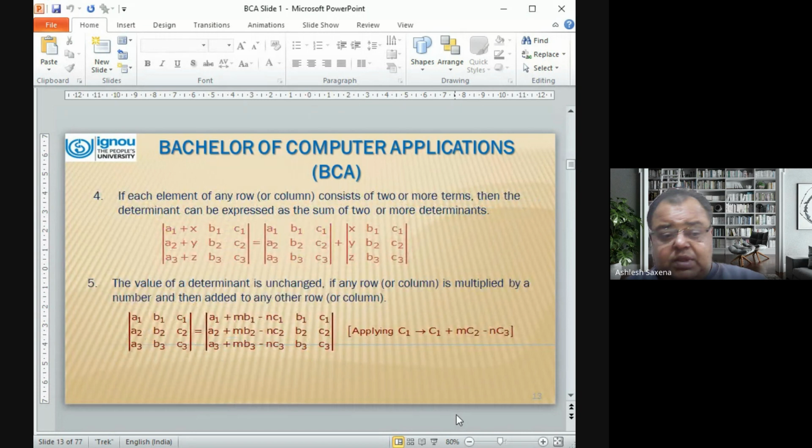Now, if each element of any row or column consists of two or more terms, then the determinant can be expressed as a sum of two or more determinants. What I mean to say, just have a look at the problem. Here you can see.